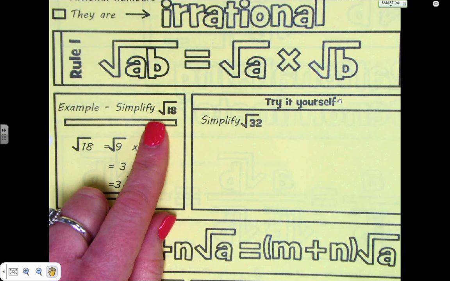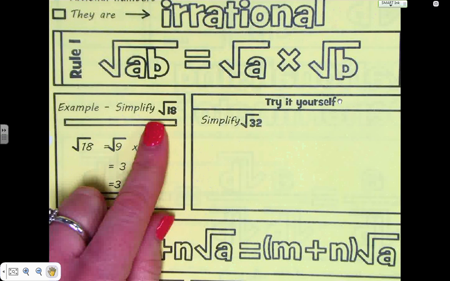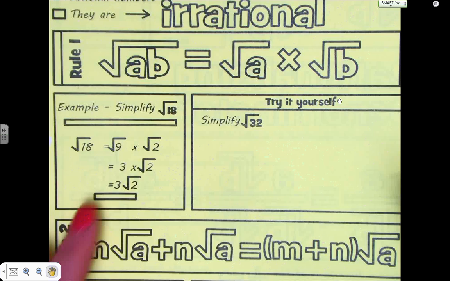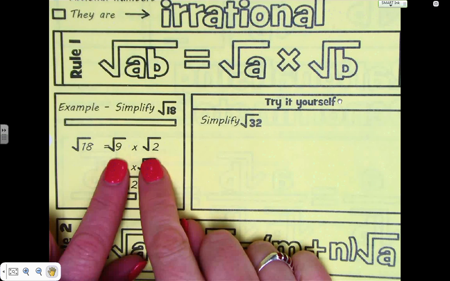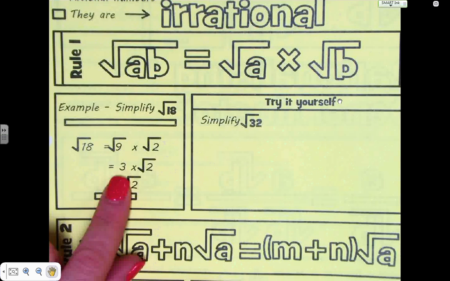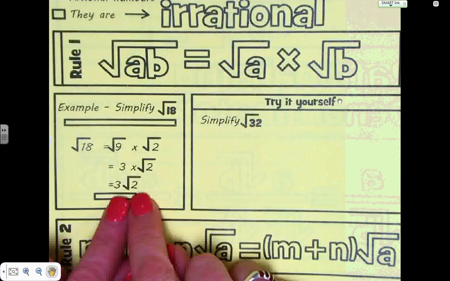18 can be broken up in a lot of ways, right? 1 and 18, 3 and 6, or 9 and 2, okay? Now, 9 and 2 is special. Why? Because the 9 is a perfect square. I can take the square root of 9. I can't take the square root of 6. I can't take the square root of 3. Can't take the square root of anything else. But if I break 18 into radical 9 times radical 2, radical 9 is a perfect square, and I can take the square root of it, which is 3 times the square root of 2, and then I can write it as 3 radical 2, okay?